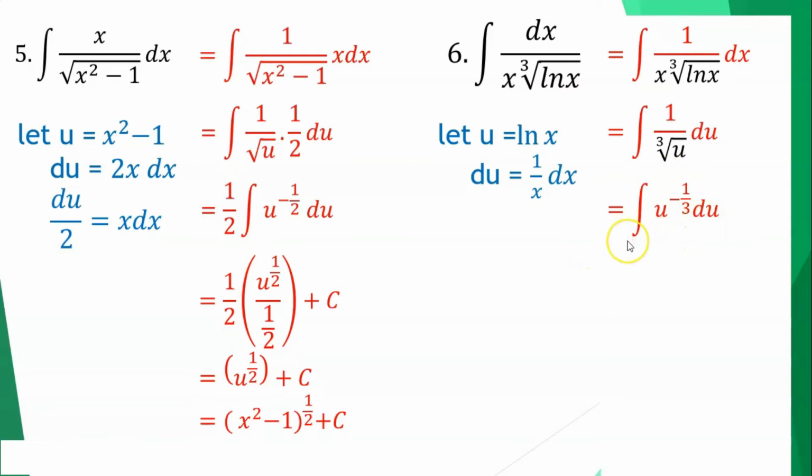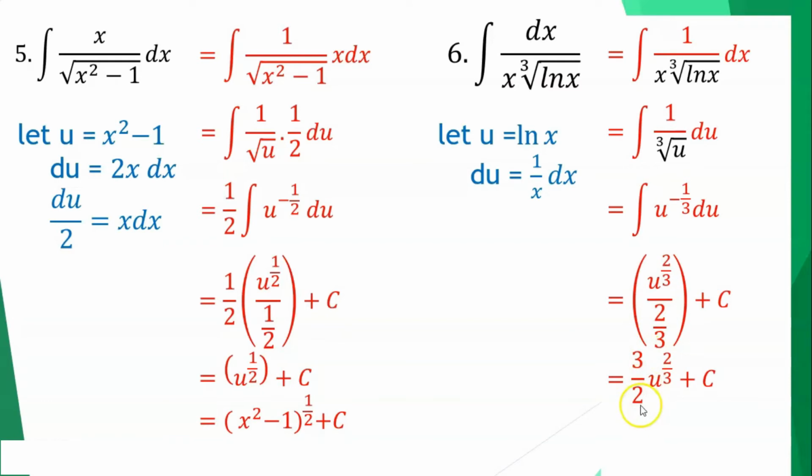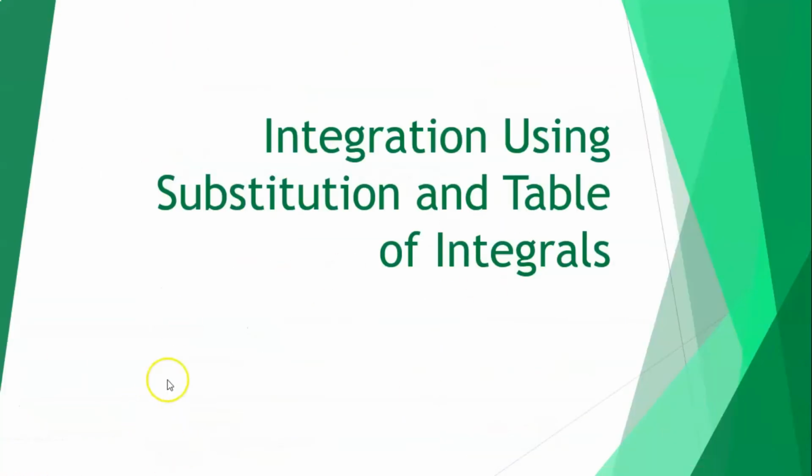Getting its integral or antiderivative, negative 1/3 plus 1 would become 2/3, so u to the 2/3 over 2/3 plus c. Get the inverse of the denominator, so this would become 3/2 u to the power of 2/3 plus c. Replace u with ln of x, so the final answer is 3 times ln of x to the power of 2/3 over 2 plus c.